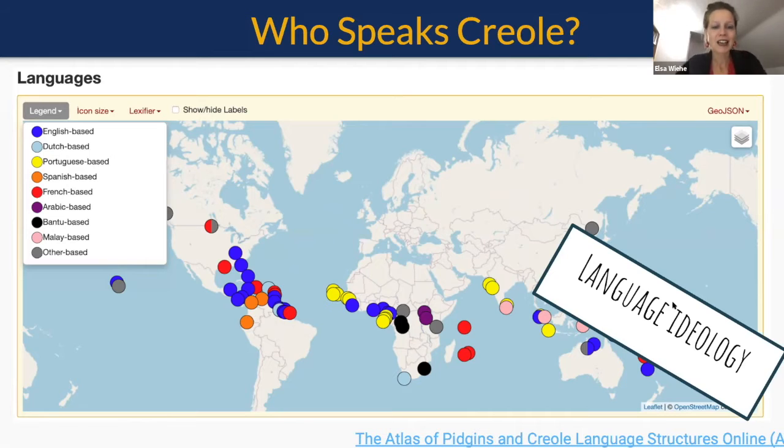Yeah. So you can tell, as you all shared in the chat box, that Creoles are always defined, even in a good resource like the Atlas of Pidgins and Creoles online, in relation to their mostly European languages, to the dominant languages, the language of power that gave birth to it. Okay. So those are some ideas already embedded. This map as an artifact itself can be taken as a tool of analysis of how Creole is defined.